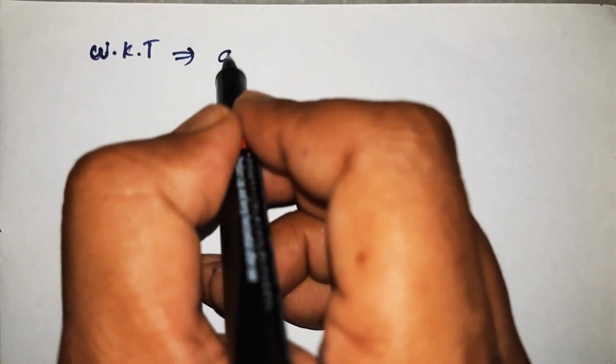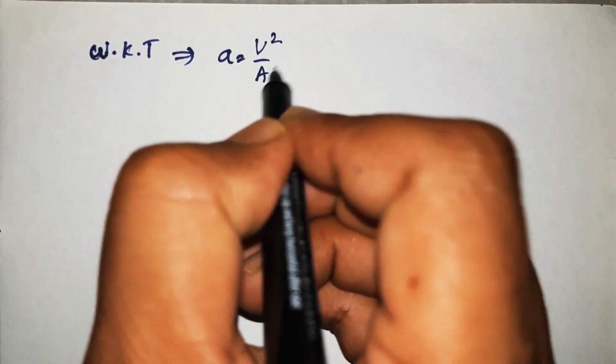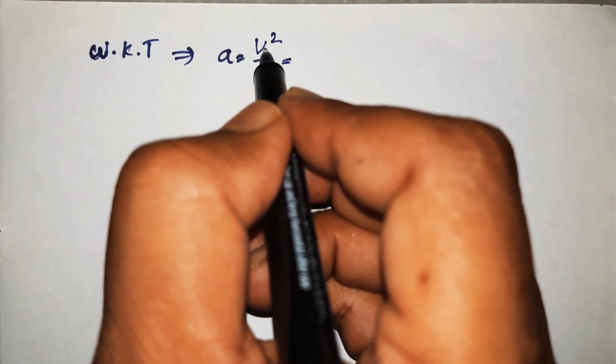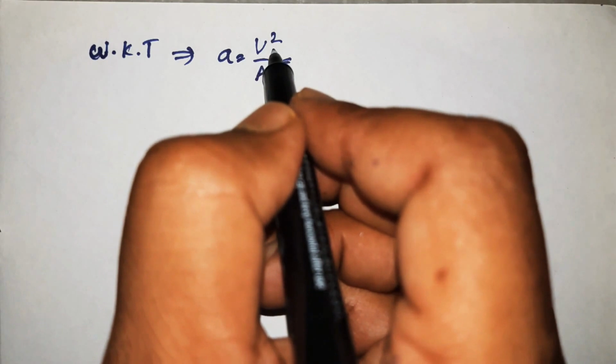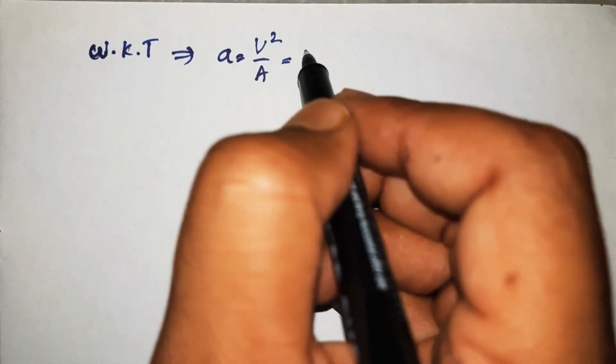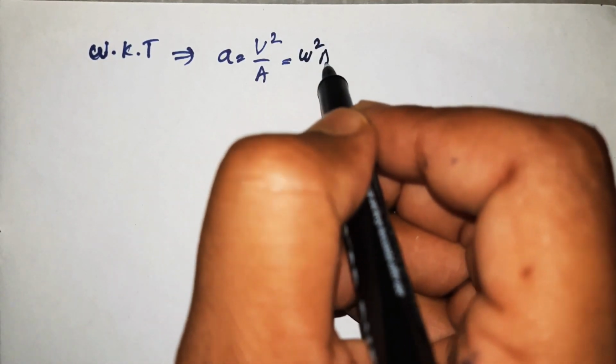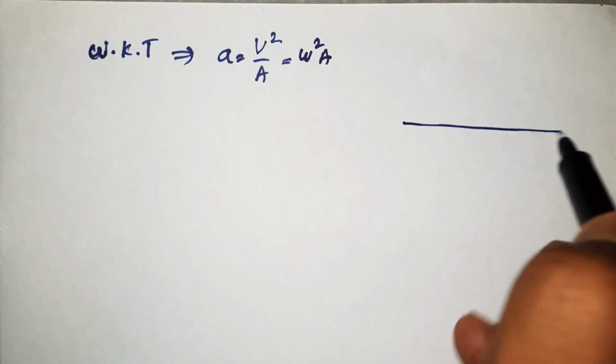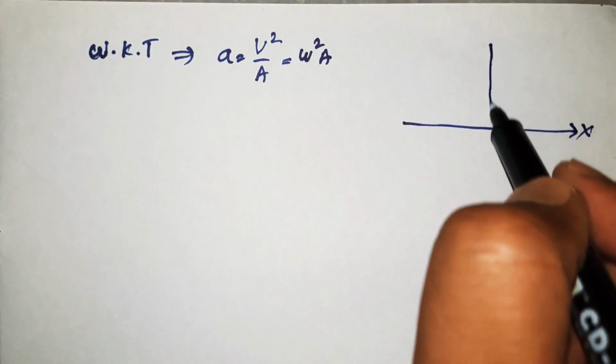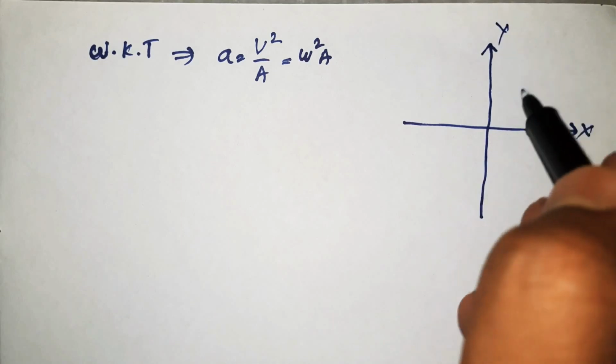We know that a is equal to v square by a. Here v is equal to ωa, so ω square into a square divided by a. So a cancels, that is ω square a. Here it is the x axis, and it is the y axis.